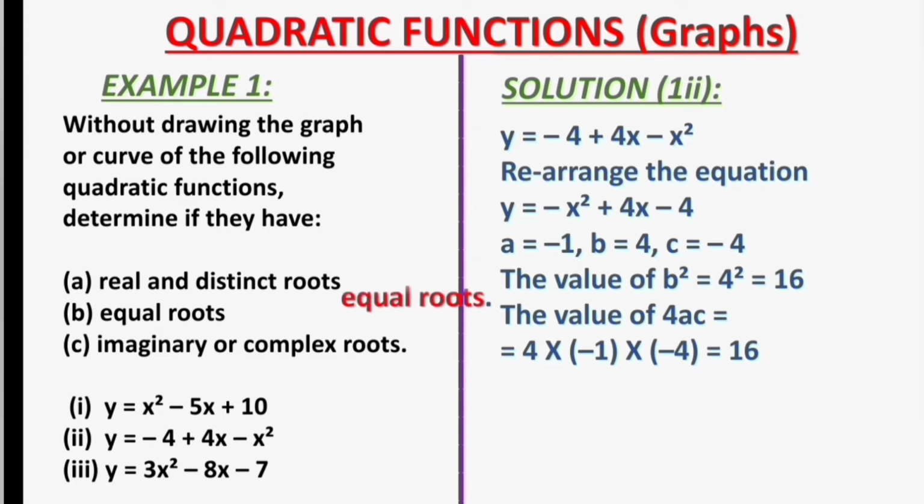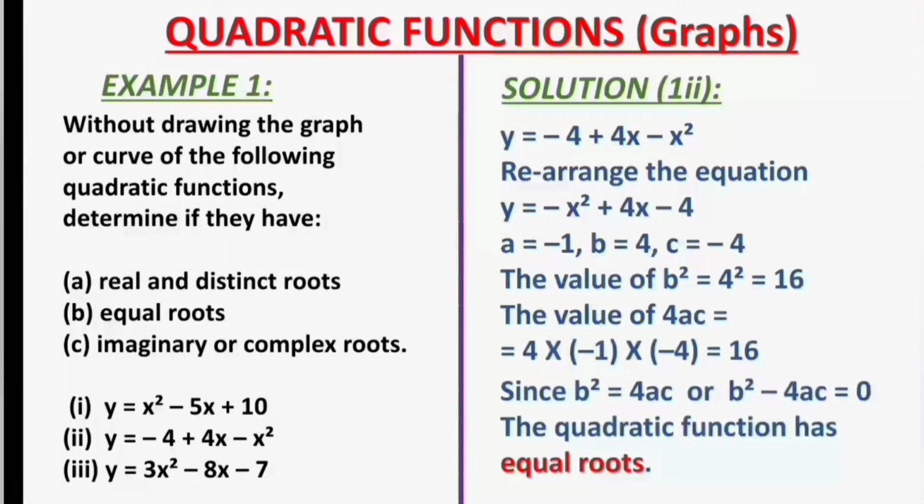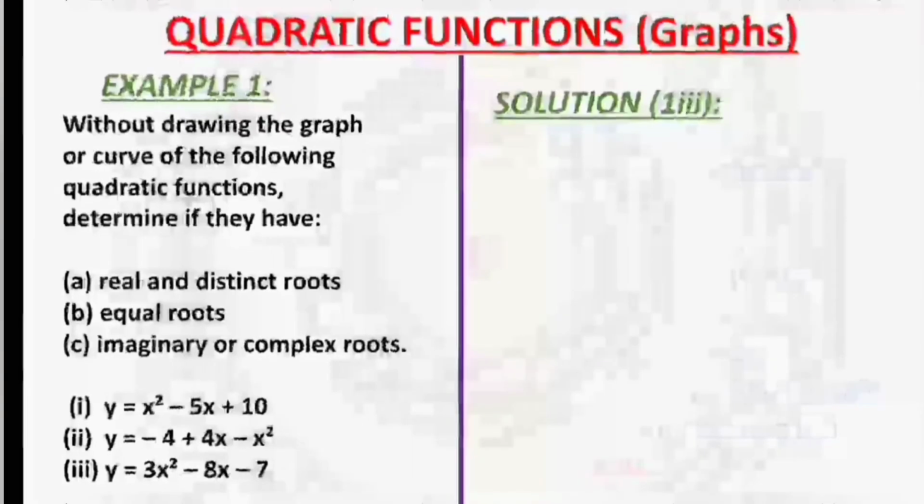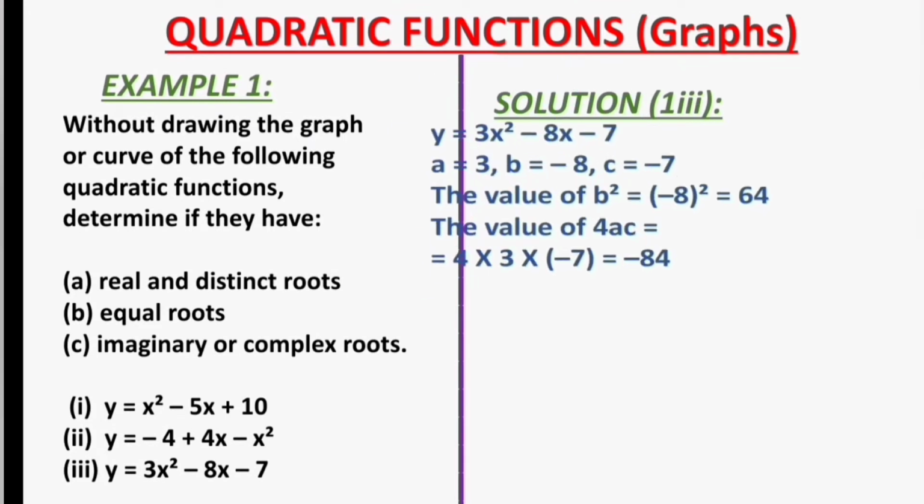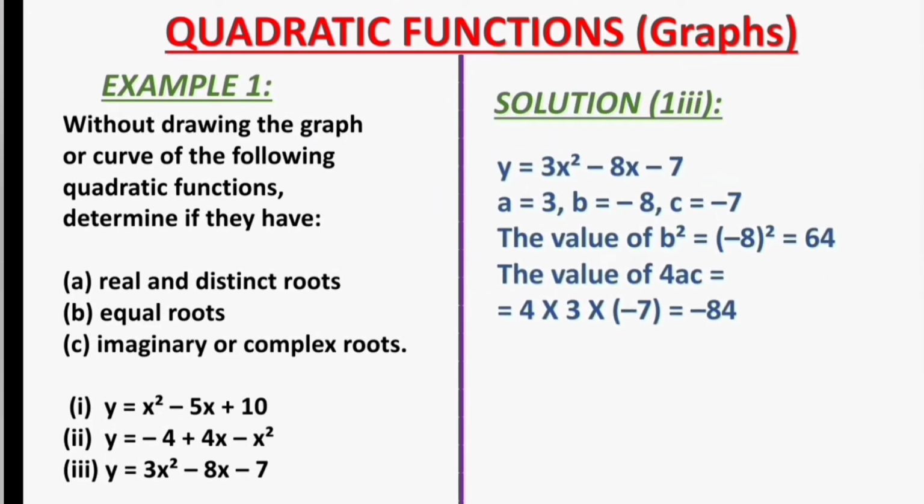Let's see if you can. Now, since b squared is equal to 4ac, or b squared minus 4ac is equal to 0, the quadratic function has equal roots. I hope you got that right. Let's see the solution to the last quadratic function, which is y is equal to 3x squared minus 8x minus 7. Now in this last quadratic function, can you tell the nature of the roots here? Let's see if you can.